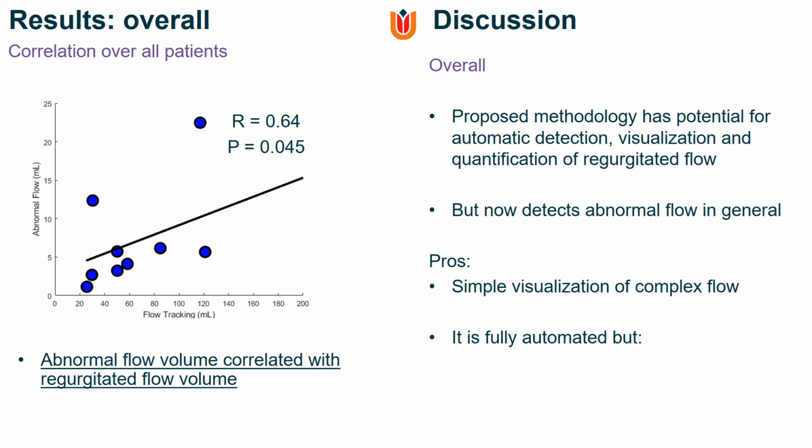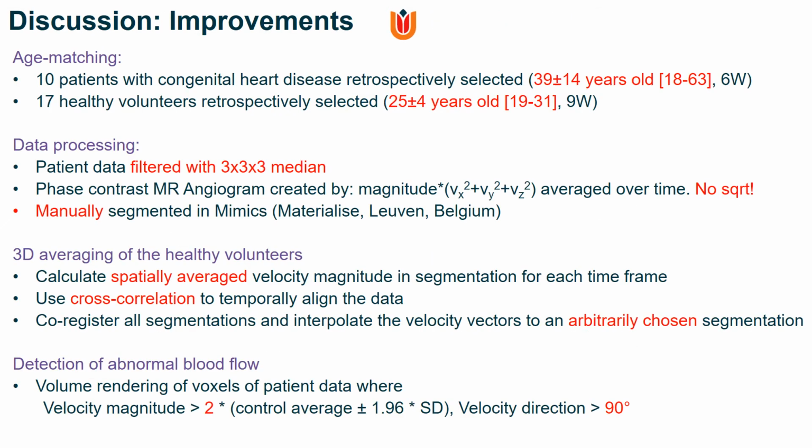For all patients, there was a significant correlation between the time averaged flow tracking and abnormal flow volumes. So the proposed methodology has potential for automatic detection, visualization, and quantification of abnormal flow, and provides simple visualization and quantification of complex flow that could be relevant in this clinical setting. The method is fully automatic, but limitations were already shown in red.